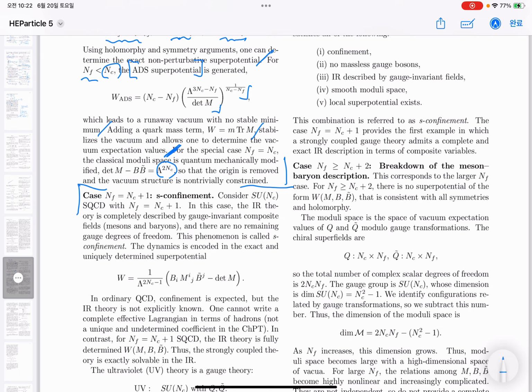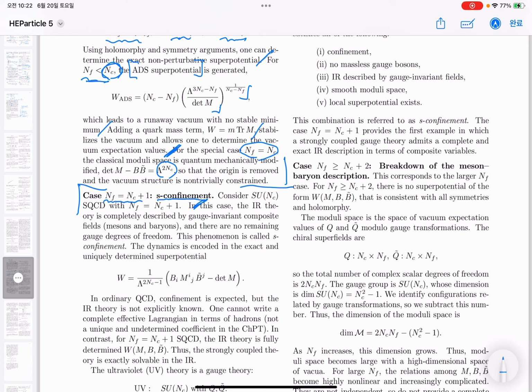So this is a review of the previous discussions on supersymmetry. And today I will turn to the other case of the relation between NF and NC. Previously we talked about NF smaller than NC, and NF the same as NC. Then how about NF larger than NC? Especially NF equal to NC plus 1. This gives the s-confinement behavior.